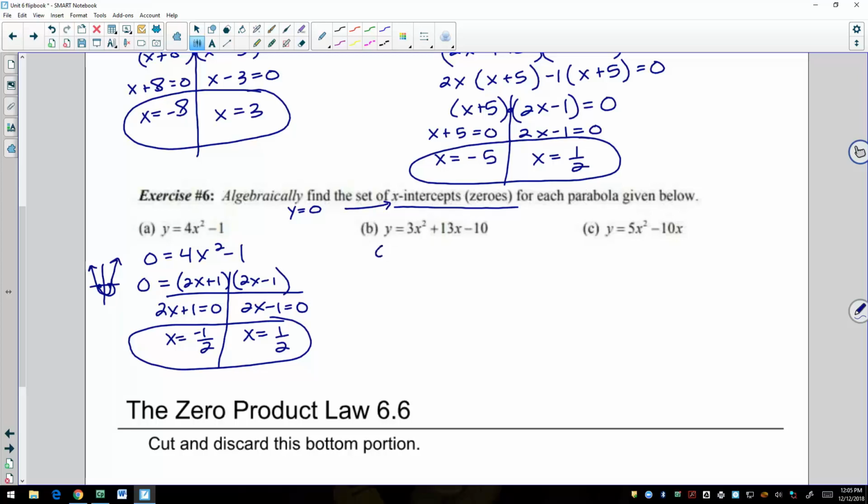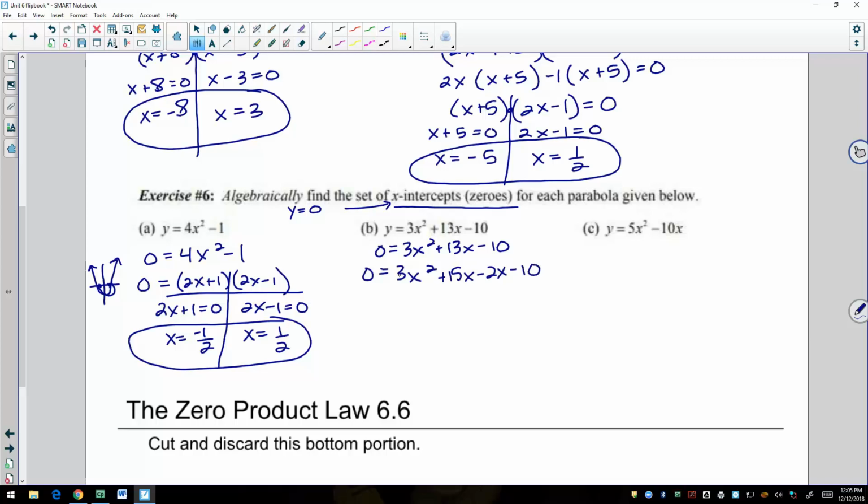Okay, so the next one, we're going to plug in 0 again for my y because I'm dealing with the x-intercept. First, I forgot to mention, you should always check for a GCF first. This guy does not have a GCF, so I'm going to have to do split the middle. So 3 times 10 is 30. I want to pick two numbers that multiply to 30 but give me 13. Well, that would be +15 and -2.